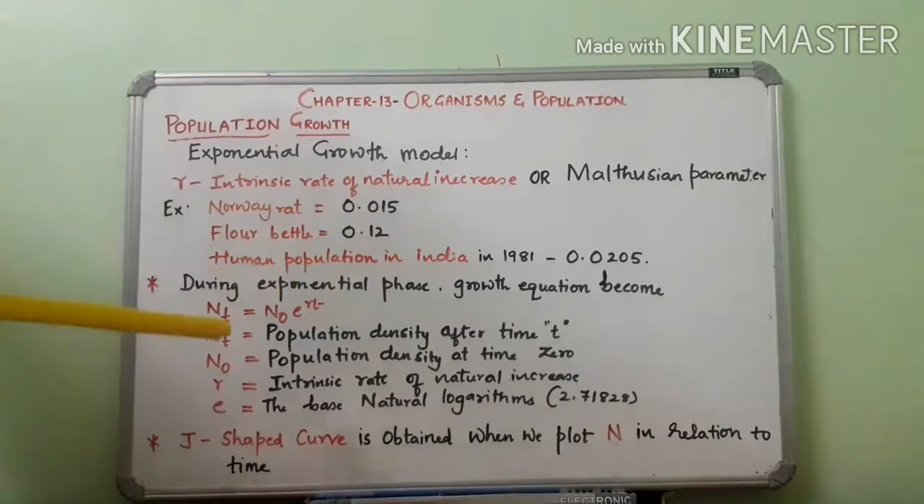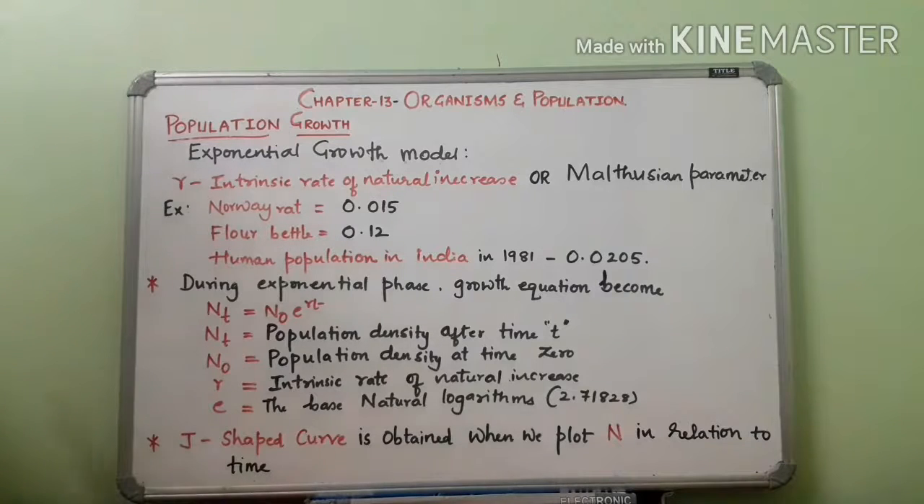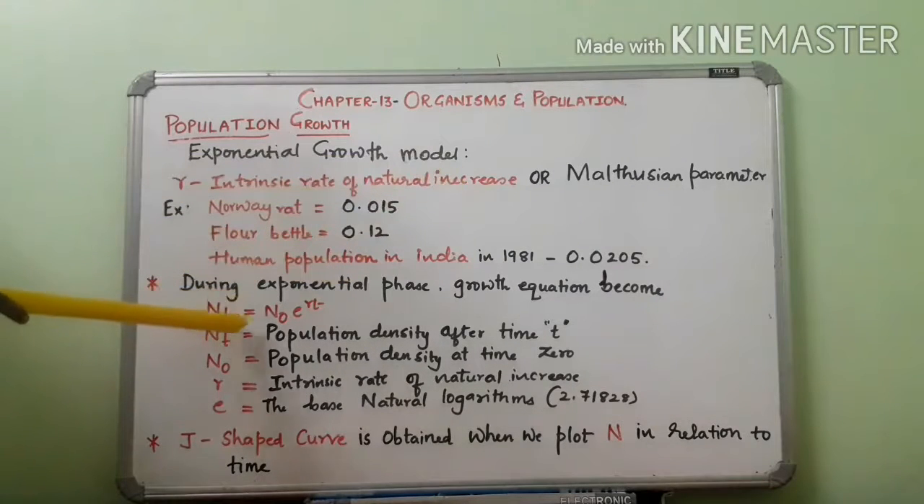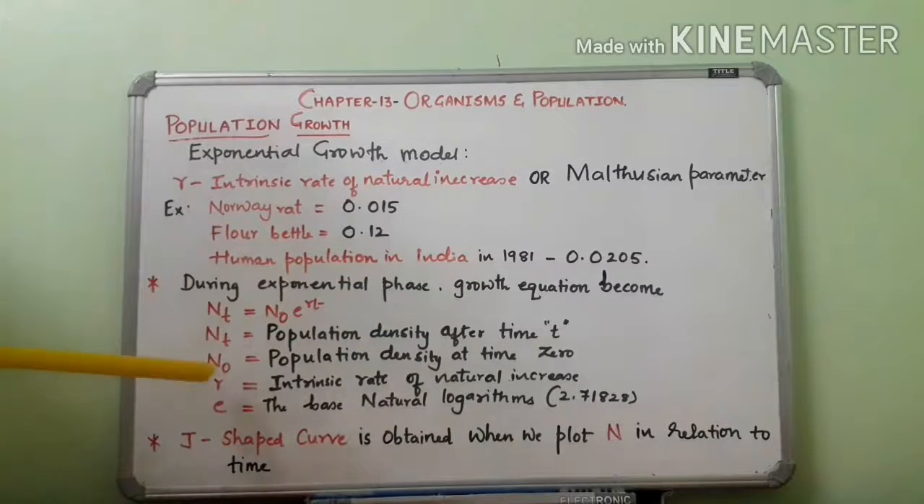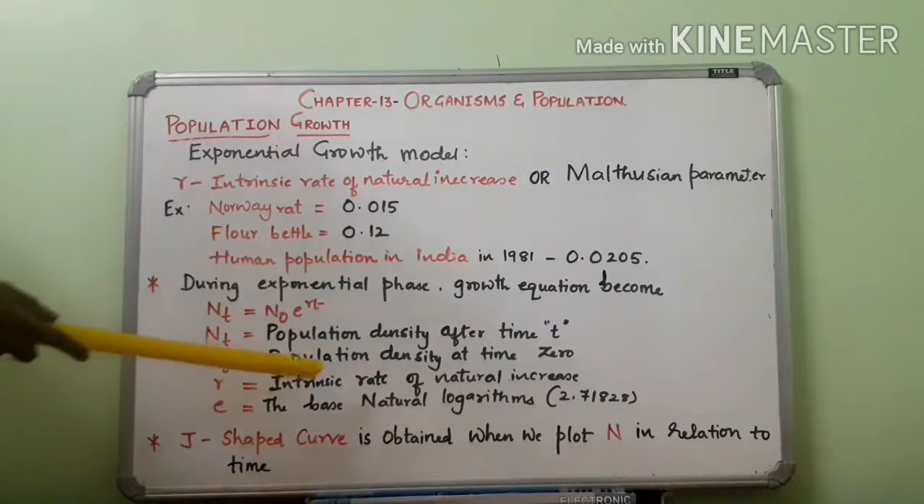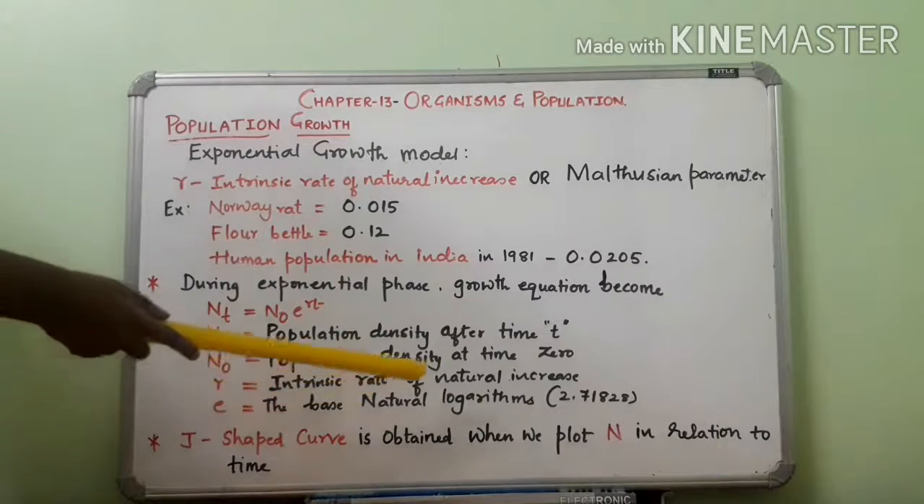During the exponential phase, the growth equation becomes Nt = N0 e^(rt). This equation is very important and it will be asked for 2 marks. This equation may be asked in the NEET examination also. Nt is the population density after time t, N0 is the population density at time 0, r is the intrinsic rate of natural increase, and e is the base of natural logarithms.